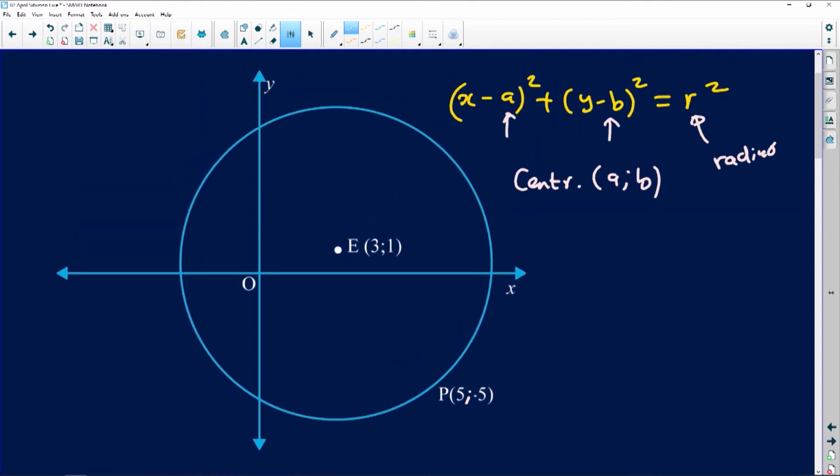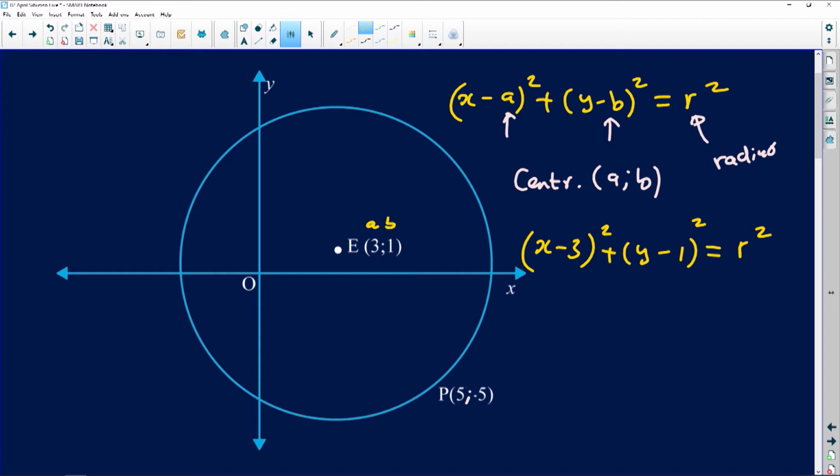So remember what I said. I said this a and b are simply the coordinates of the center. So simply put, this is going to be x and this one is going to be my y coordinate of the center. So this is simply going to be a and b. Let me write them as a and b so that you can see it. So that means in my equation, I'm going to write (x - 3)² + (y - 1)² = the radius squared.